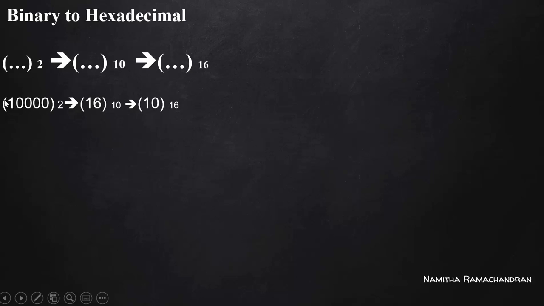So this is the given binary number. We can convert this into decimal form. Then we get 16 as the decimal equivalent of this given binary number. After this, we can convert this 16 in decimal to hexadecimal form. Then we get the value 10 in base 16. We can follow this method for converting binary to hexadecimal form.